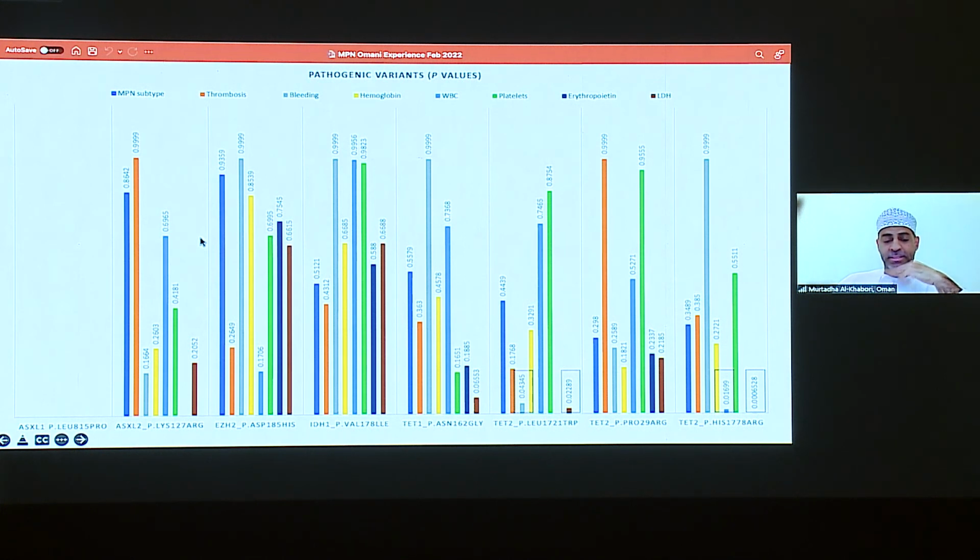Now, this is a little bit complicated and busy. Here are the genes that we tested, and the different colors of the bars are the different phenotypes. The size of the bar illustrates the p-value. So it is a similar concept to a Manhattan plot. And here what you want is shorter bars, hopefully less than 0.05, that would be statistically significant. And as you can see, there are a few findings, mostly in TET2, that would correlate with the white cell count, LDH, and maybe erythropoietin. But it still did not correlate with the phenotypes.